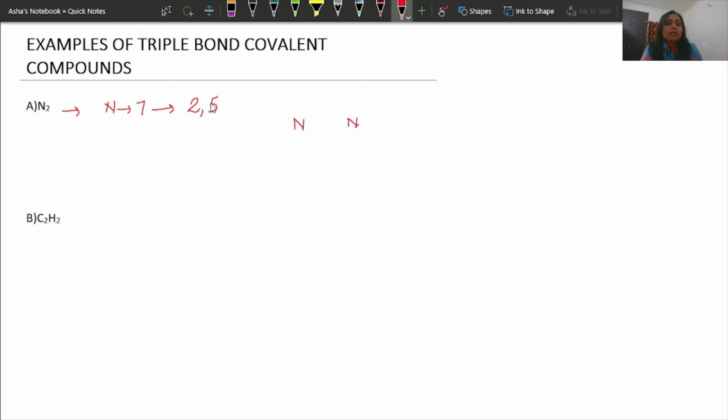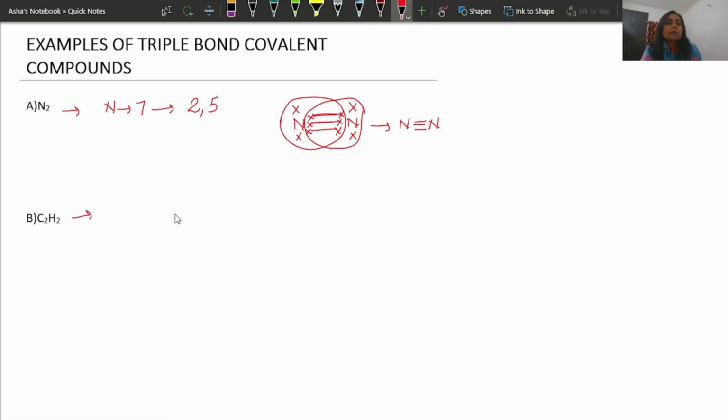You will draw the valence electrons around it, 1, 2, 3, 4, 5, and for this nitrogen, 1, 2, 3, 4, 5. So 5 of its own and 3 from the neighboring nitrogen makes 8. Similarly for this nitrogen, 5 of its own and 3 from its neighboring nitrogen atom. In this way it will share 3 pairs of electrons, first pair, second pair, third pair. So the nitrogen molecule is a triple covalent bond compound.